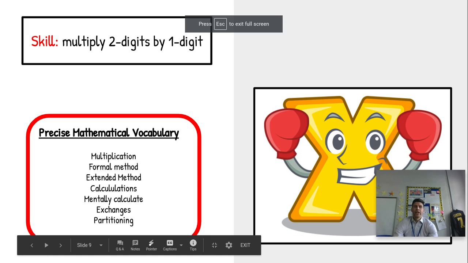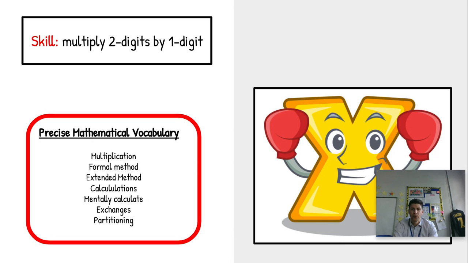So today's lesson, we're going to be multiplying two-digit numbers by one-digit numbers. So for example, 46 multiplied by 7. Now here is the precise mathematical vocabulary that you need for today's lesson.